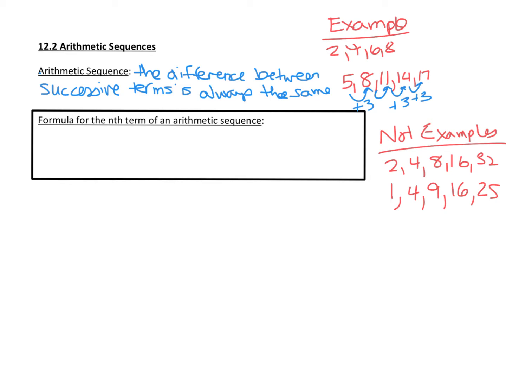If you know that a sequence is arithmetic, you can use the following formula: a sub n is equal to a sub 1 plus the quantity n minus 1 times d. In this equation, a sub n is the nth term. That's what we're actually finding the formula for. a sub 1 is the first term.